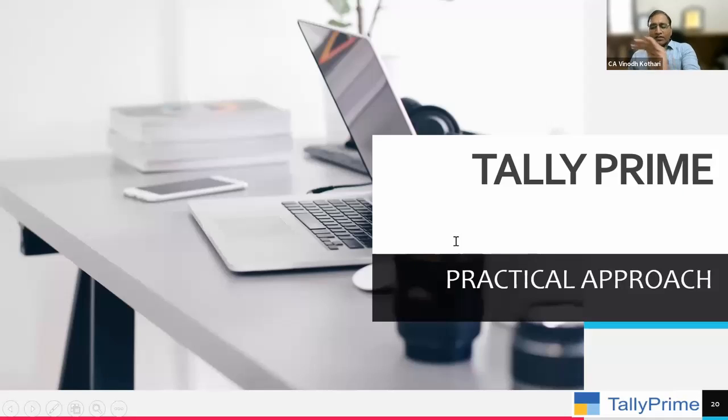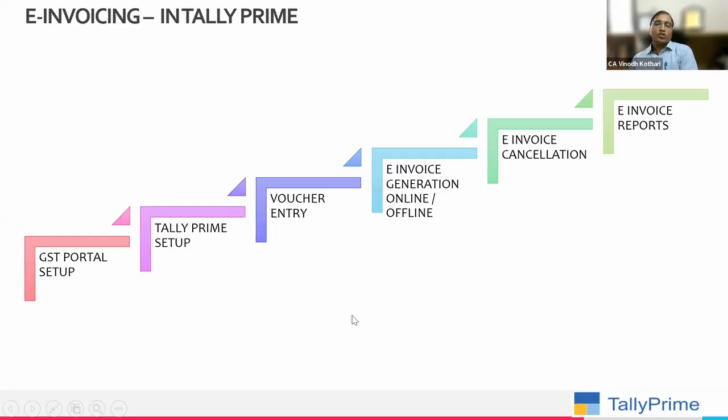Fine. So till now we have seen the introduction part and some important statutory aspects. Now we are going to see how to enable e-invoice in GST, the practical approach. These are the steps we are going to see. First, I'm going to explain the steps, and then we are going to go to the practical part. So the first step is the setup in GST. There are two parts here. One, you have to do an external setup in the GST portal. Then you have to do a setup in TallyPrime.